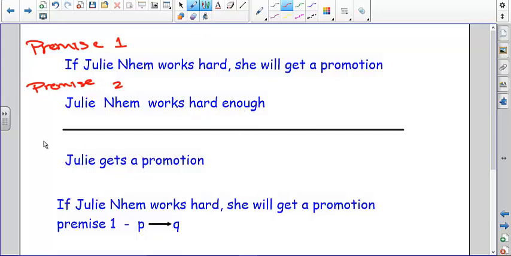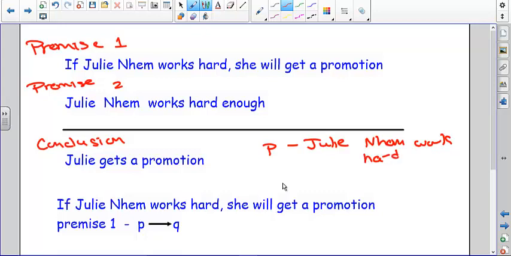And then you have the conclusion, which is Julie gets a promotion. So what we do first is we take the individual premises and we create a symbolic logic statement. So we have to identify what the letters represent. So the letter P represents Julie Nem works hard. Just like we've been doing this earlier. Q is the statement, she will get a promotion.